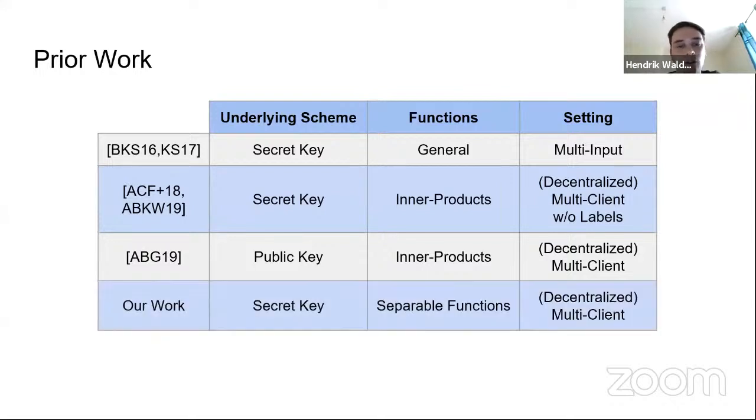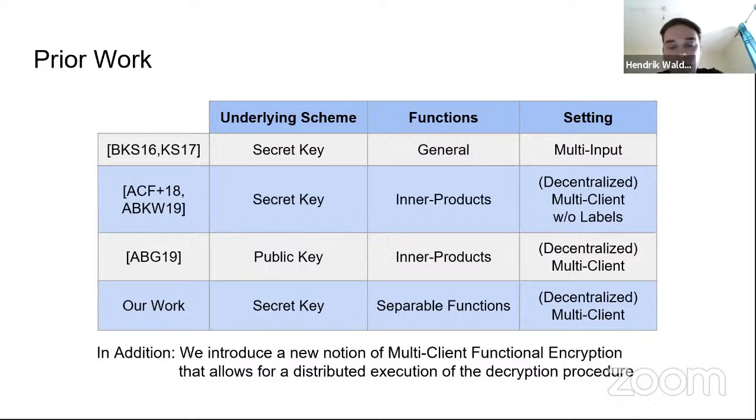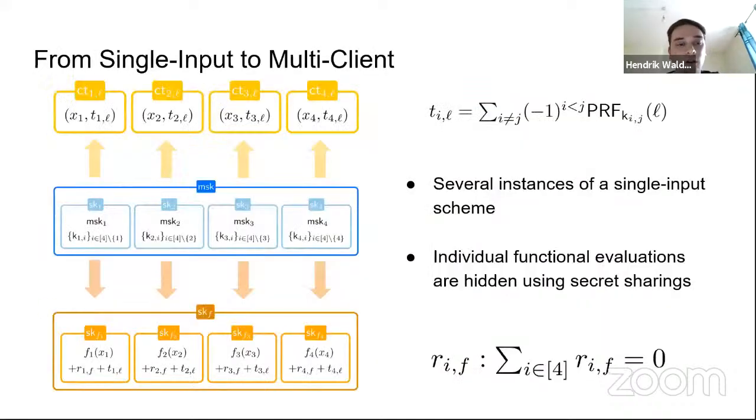As already mentioned, we focus on the transformation from secret key single input to multi-client for separable functions. We additionally introduce a new notion that allows for distributed execution of the decryption procedure, which we will see later. So how does our construction work? Our construction basically runs n different instances of a single input functional encryption scheme.